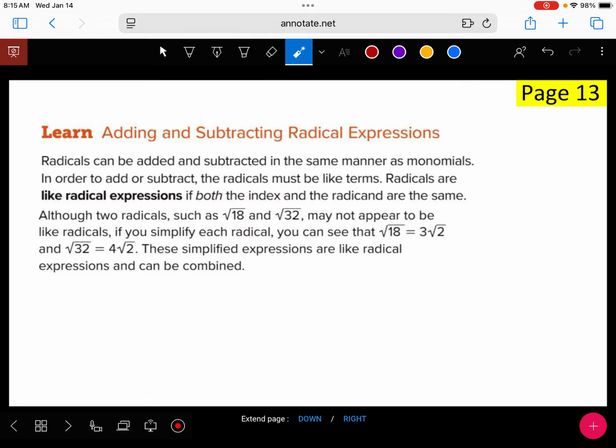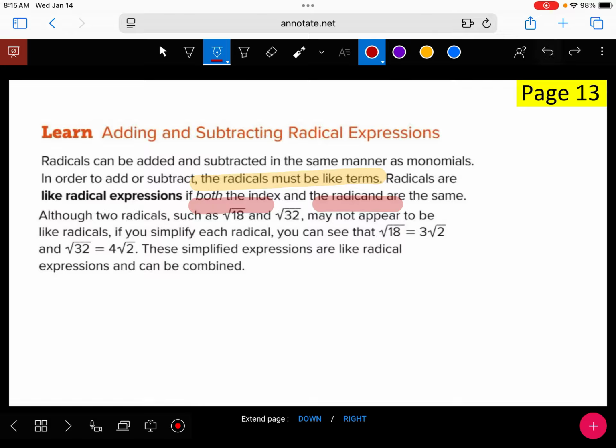So in this box, it talks about adding and subtracting radicals. And it's a little bit different. In order to add or subtract, the radicals must be like terms. I'm going to actually underline that, okay? And they're only like terms if they have the same index and radicand, which is a really fancy math word. But radicand is just the number under the radical. So that's what that is.